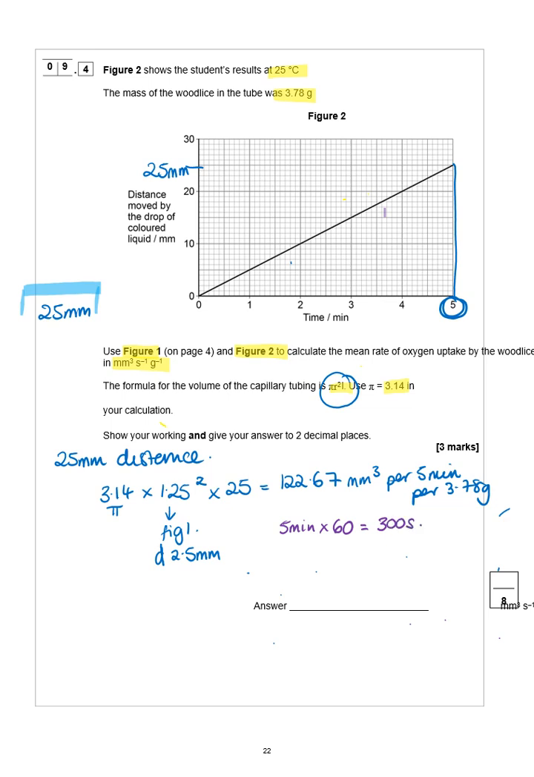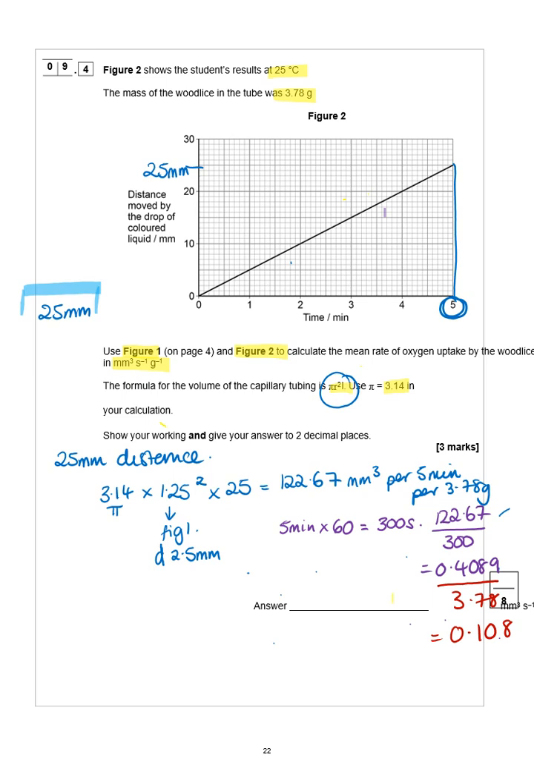So my first job is I can do 122.67 divided by 300 to give me an answer of 0.4089, but that's still not per single gram. So then I still have to do one more calculation of dividing it by 3.78 to make it per gram, and it gives me an answer of 0.108, which is correct. However, the question says that it wants 2 decimal places.